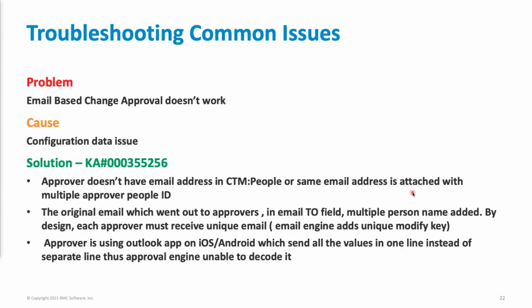In the original email which went out to the approver, multiple person names were added in the email To field. By design, each approver must receive a unique email. Approvers are using the Outlook app on iOS or Android, which sends all the values in one line instead of separate lines, thus the approval engine is unable to decode it.